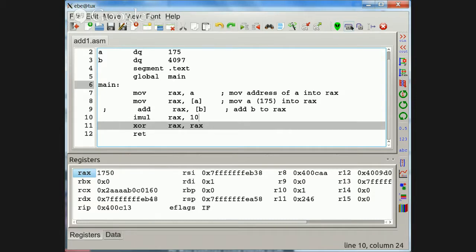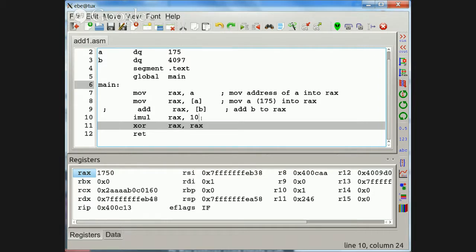Come on, we multiply. Did anything else happen? I don't think so. All right, let's see. There is one form of the multiply which has, and I'm going to cheat and look at the book. There's a one operand multiply, I believe.